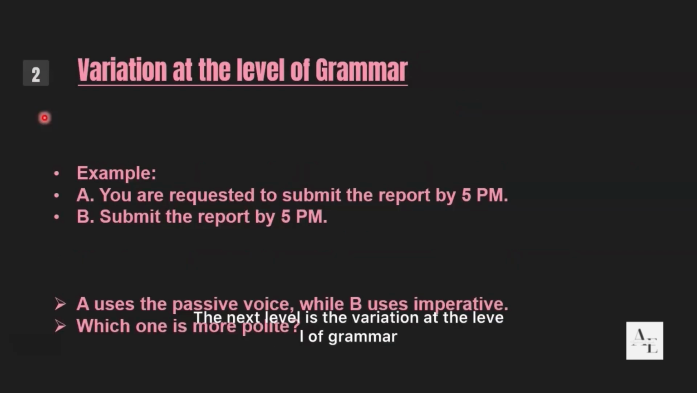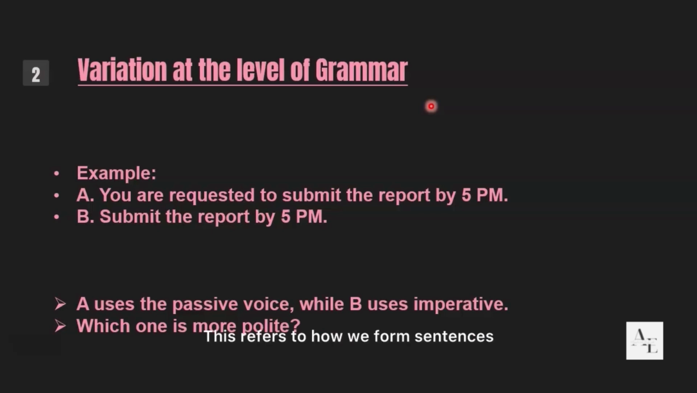The next level is the variation at the level of grammar. This refers to how we form sentences. At this level, we can notice that two sentences have the same meaning, but each of them has a different structure. So for example, at A, you are requested to submit the report by 5 p.m. and B, submit the report by 5 p.m. First of all, they both have the same meaning, but at A, the passive voice was used, which can imply politeness or a form of formality, while in B we used the imperative to imply more informality.